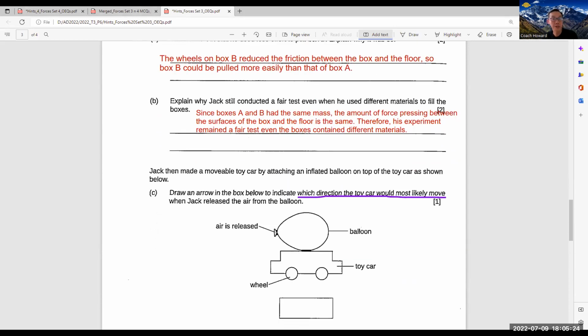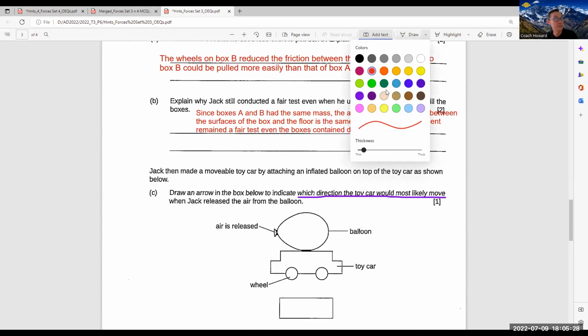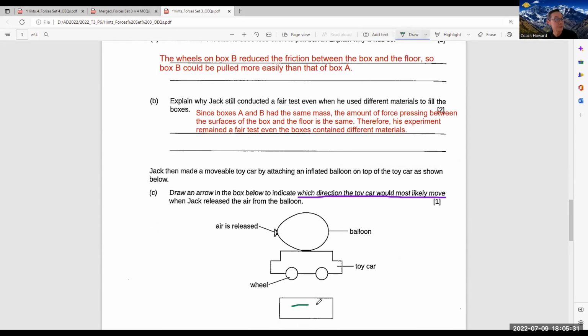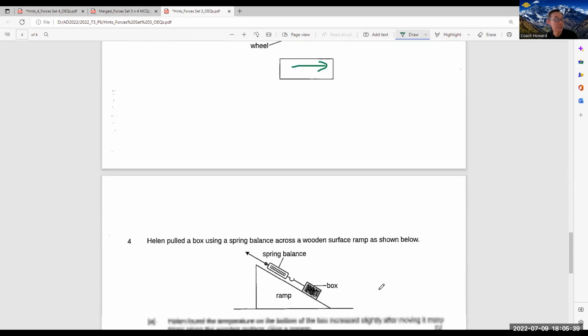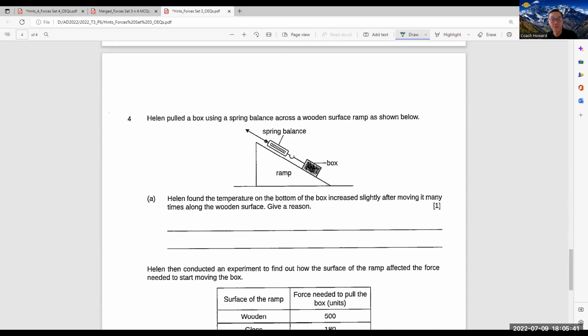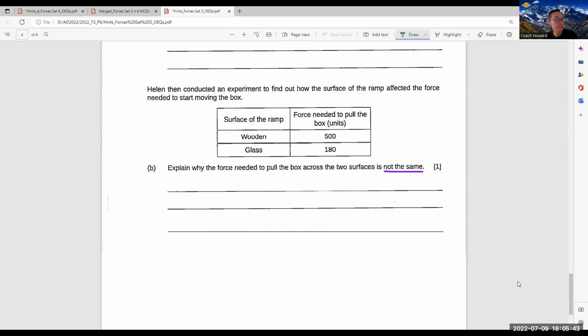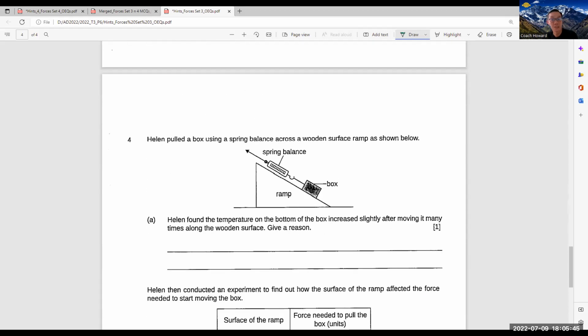Okay, so this direction will move forward. So the car will move this way because the air is released here. Which direction would the car most likely move? So you indicate this direction. And then question 4, last question already, right? Yeah, last question. So let me finish this part.